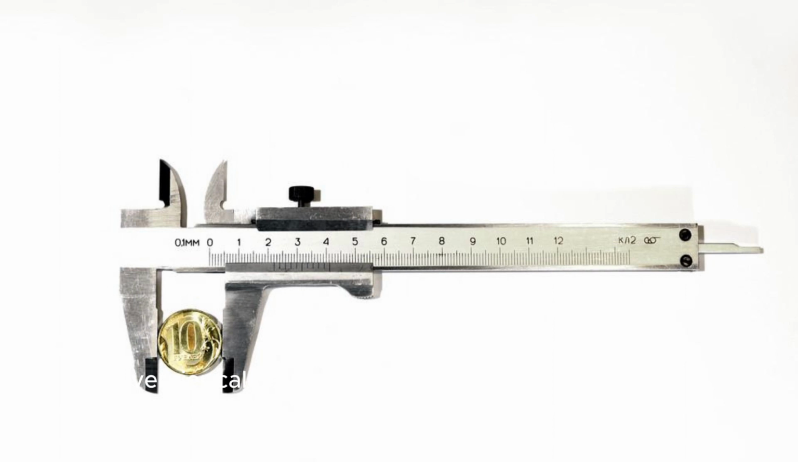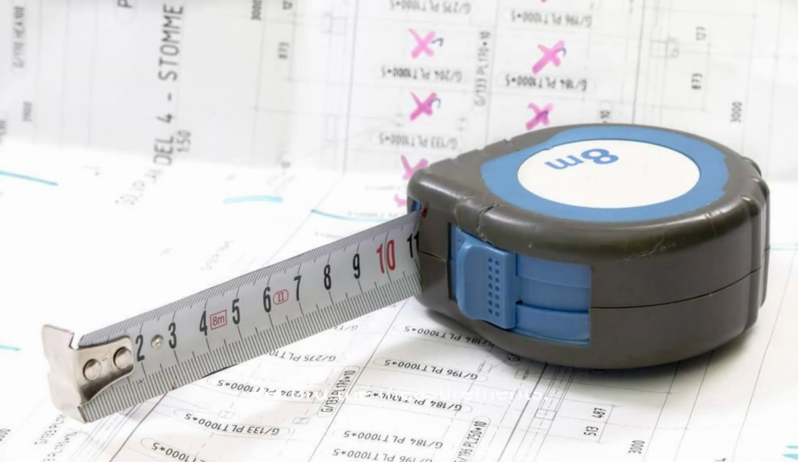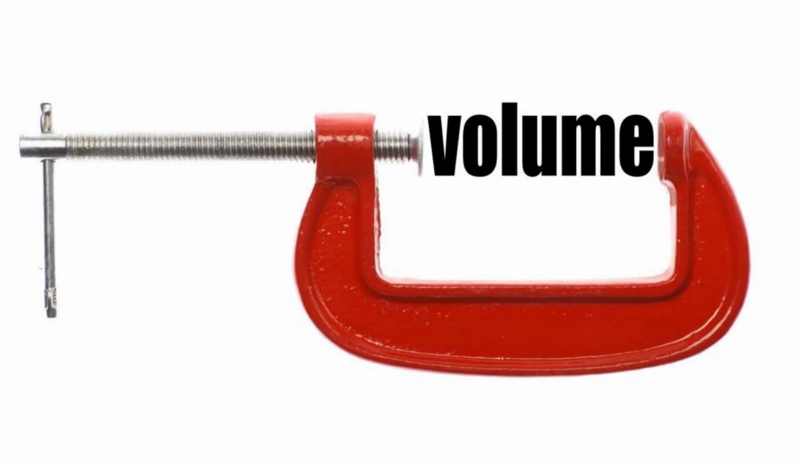Use vernier calipers to measure the length and diameter of the cylinder. Record the measurements. Calculate the volume using the formula V equals πr²h.